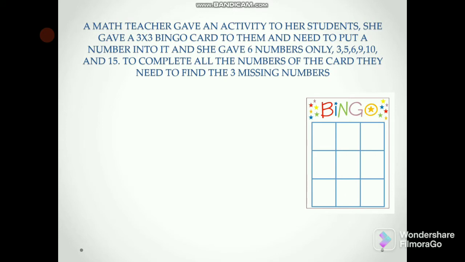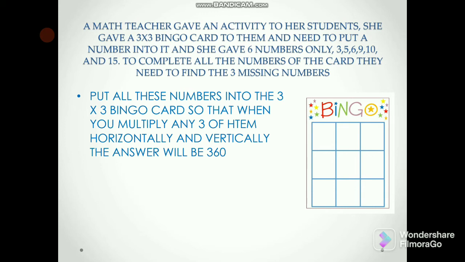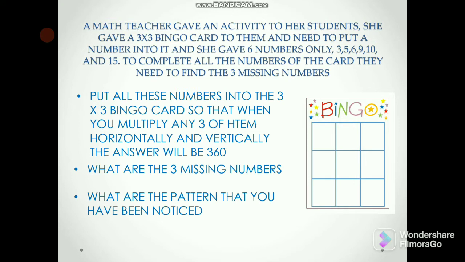So this is our 3x3 bingo card. As we all notice, a 3x3 bingo card needs 9 numbers to complete it. Therefore, we need to find the 3 missing numbers. We're going to put the given numbers into the 3x3 bingo card so that when you multiply any 3 of them horizontally and vertically, the answer will be 360. What are the 3 missing numbers? And what pattern have you noticed for our 3x3 bingo card?